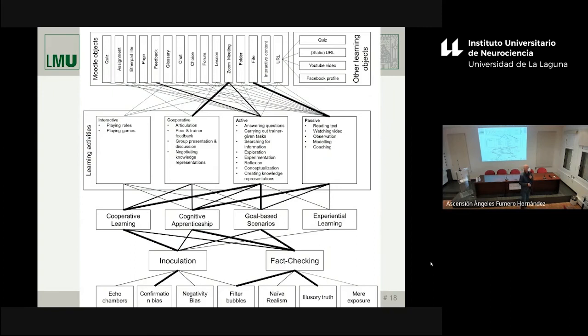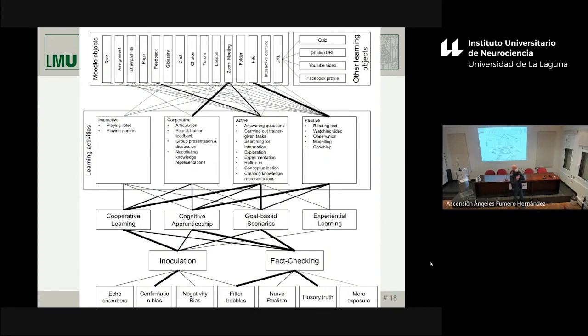And so from Moodle we had some, well, quiz, assignment, Etherpad, pages, feedback, glossary, and so on. It's very, very technical. And there were also some other learning objects like Zoom conference that were outside the learning management system, but it's the same technical level.